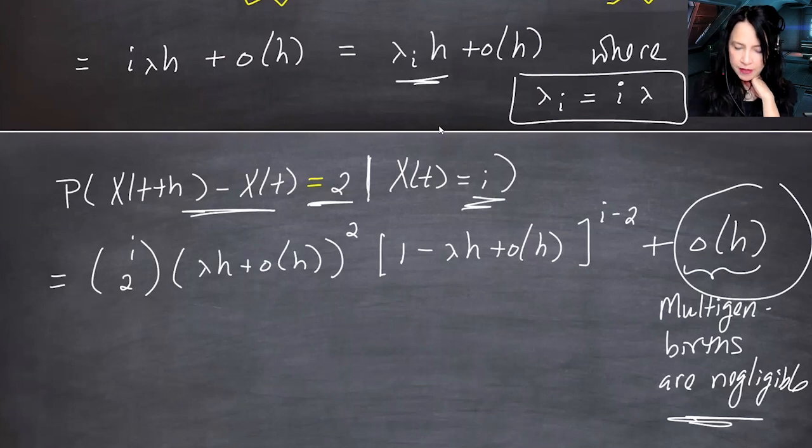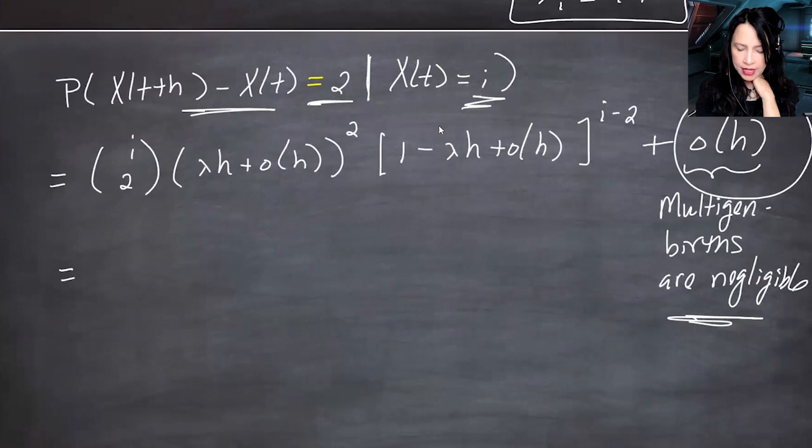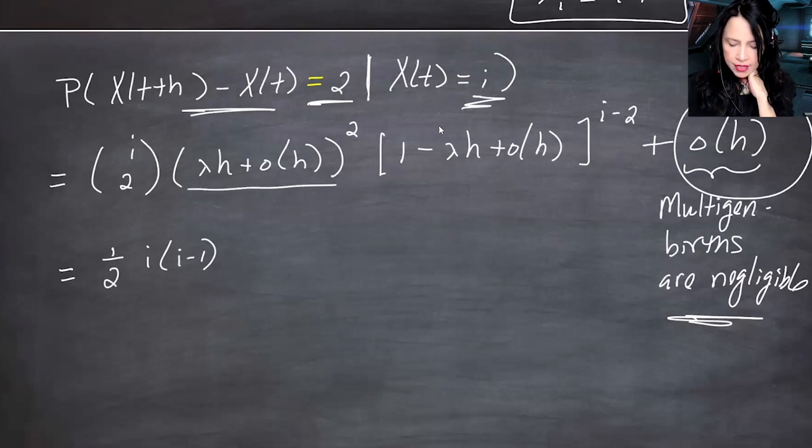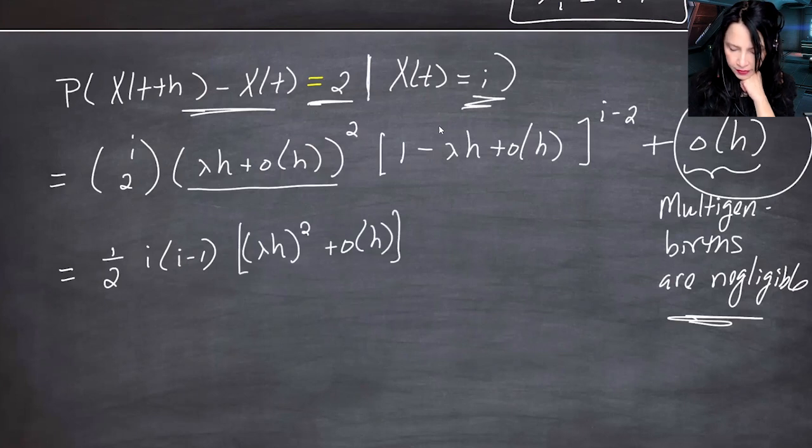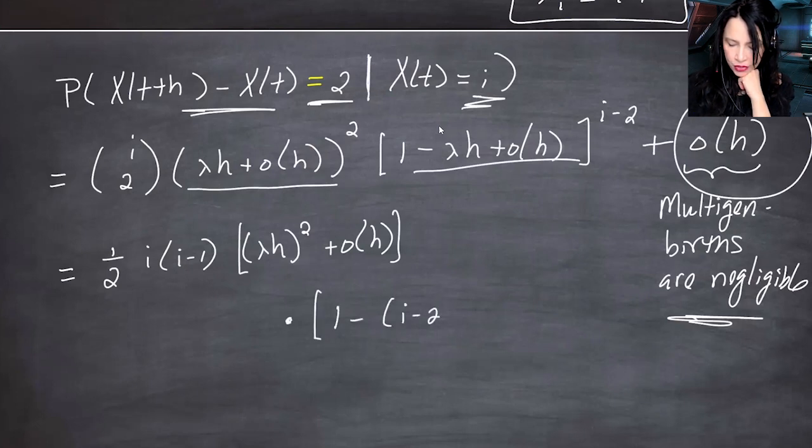Okay, and so from this, we get I factorial over 2 factorial. I get 1/2 I times I minus 1. That's what's left when you simplify that choose stuff. This computation we did today, that was the first computation in those computations we did. This is lambda h squared plus little o of h. This was the third computation. This is multiplied by 1 minus I minus 2 lambda h plus little o of h. And that was it.